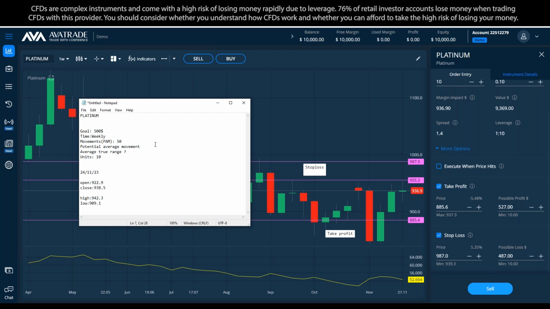Okay, there is a question here. Thank you, Jen. That's a wonderful question. Guys, what is the difference between potential average movement, again, potential average movement, and the average true range? What is the difference?